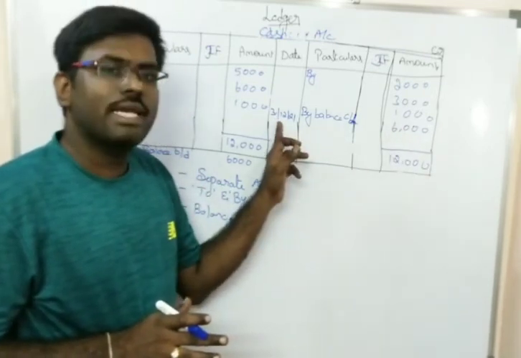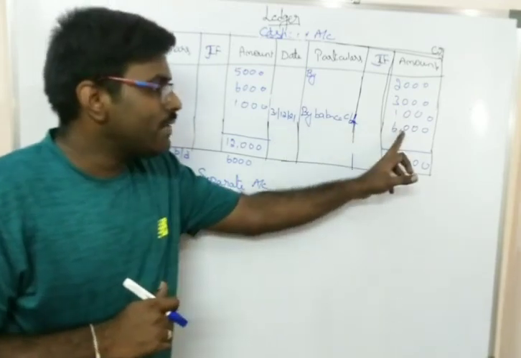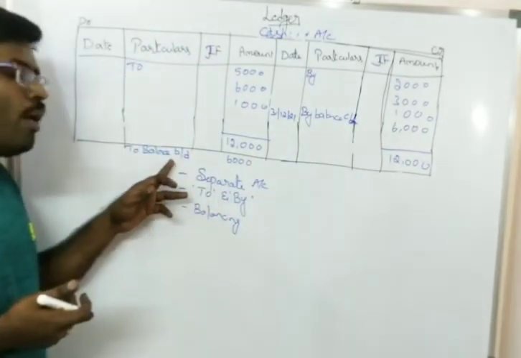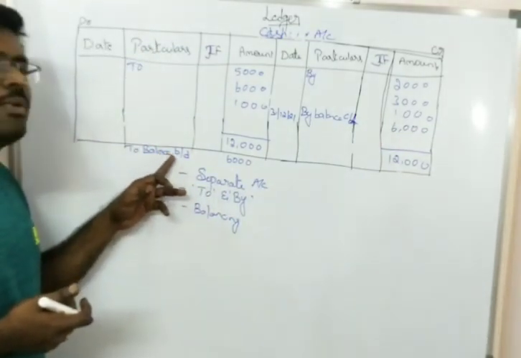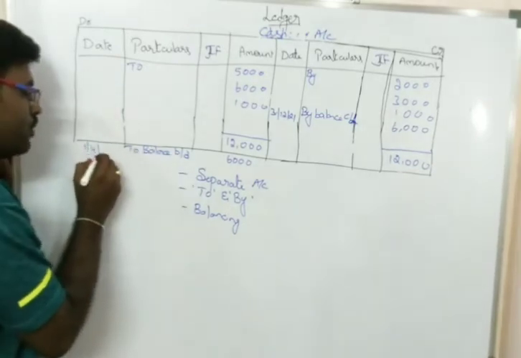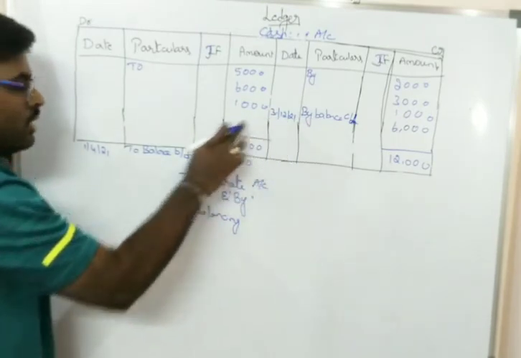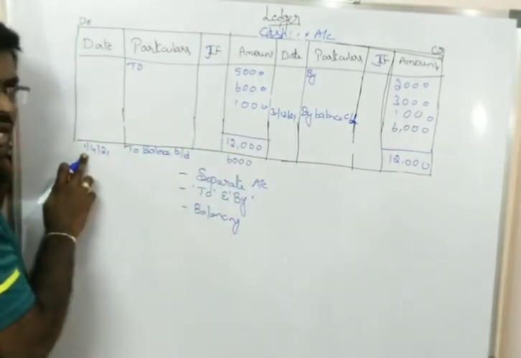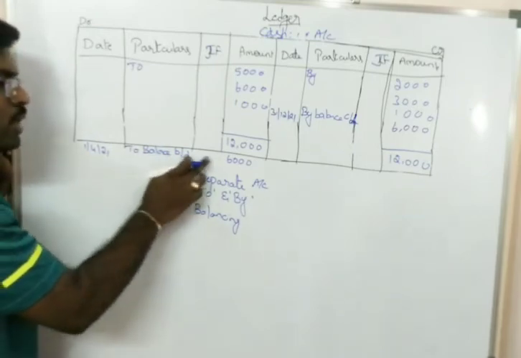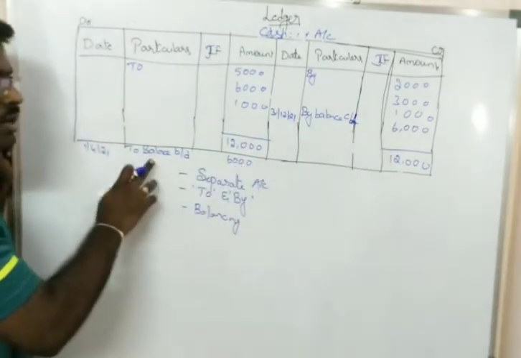So the date we will write as the end of the month or end of the financial year. Whatever carried down amount you are writing, the same amount you will write on the opposite side as the brought down amount at the next time period. So carried down amount we are writing for 31st 12/21. For the next financial year, 1/4/21, we will write "To balance brought down 6,000." The same carried down amount will be written as the brought down amount.